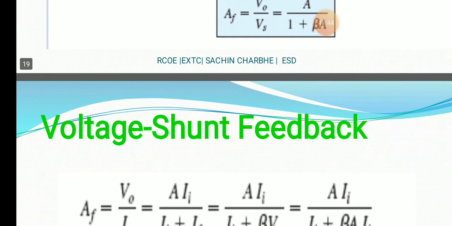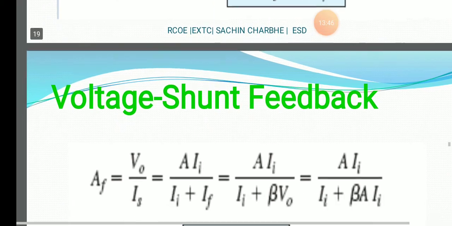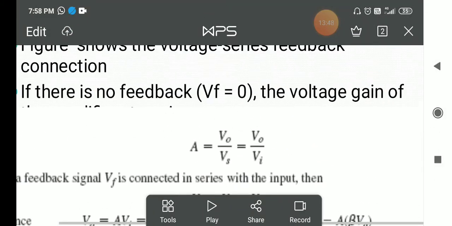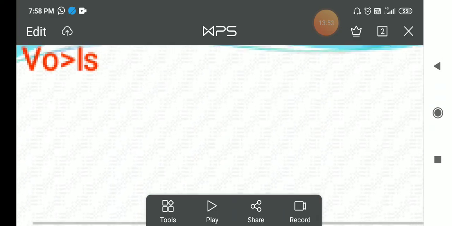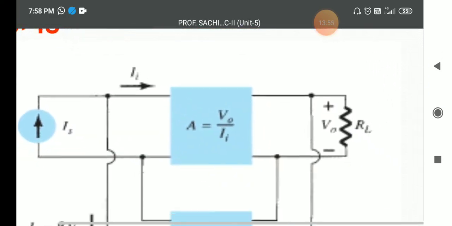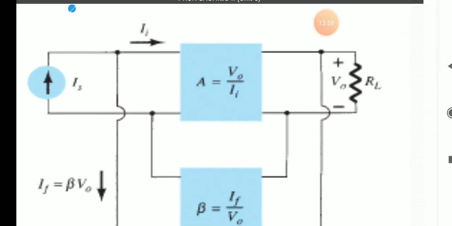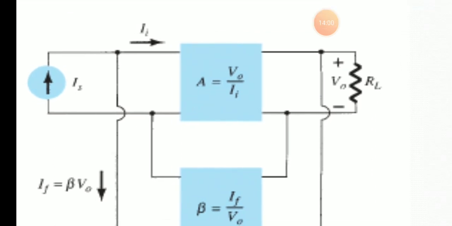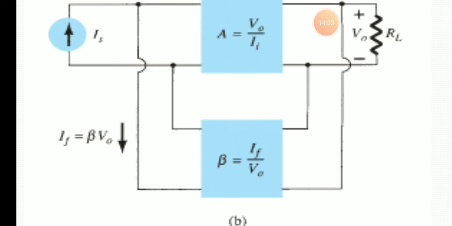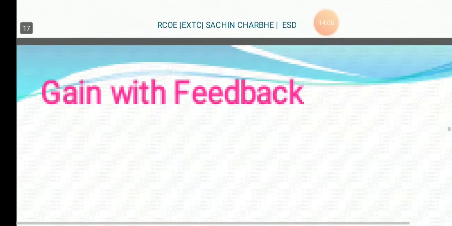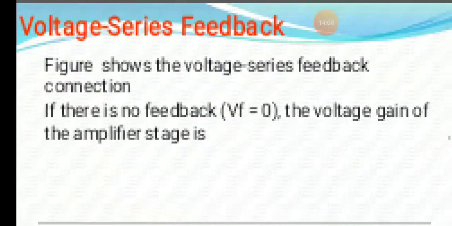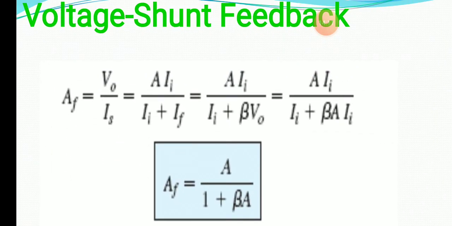Now the voltage shunt feedback. For this, we have to refer to the voltage shunt feedback diagram. So this is the voltage shunt feedback. Here at the input we apply the source current, and the output is the output voltage V0. So beta we get as If by V0. In voltage shunt feedback we will see this in detail. Feedback gain can be calculated by output voltage by source current.